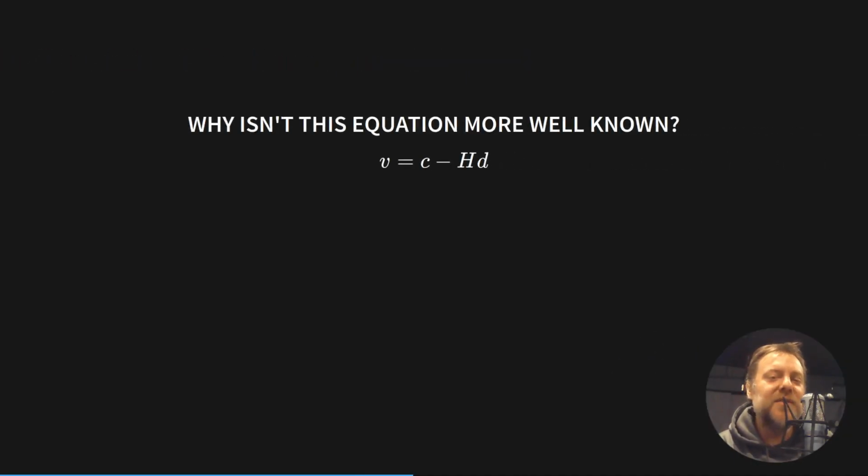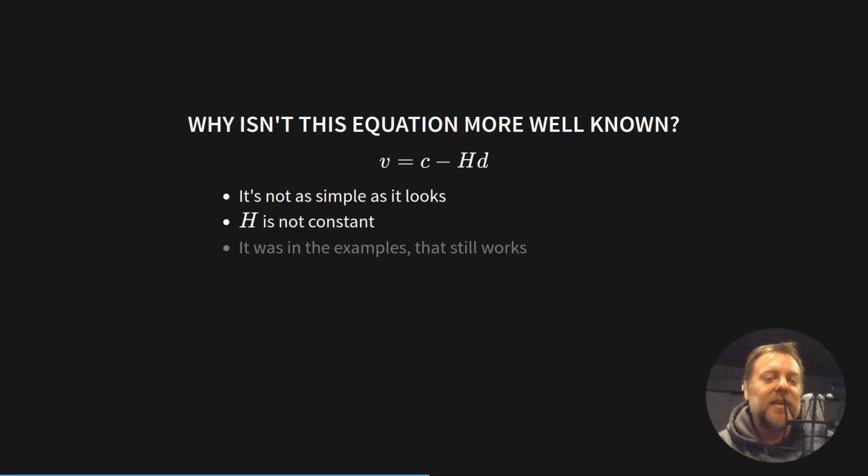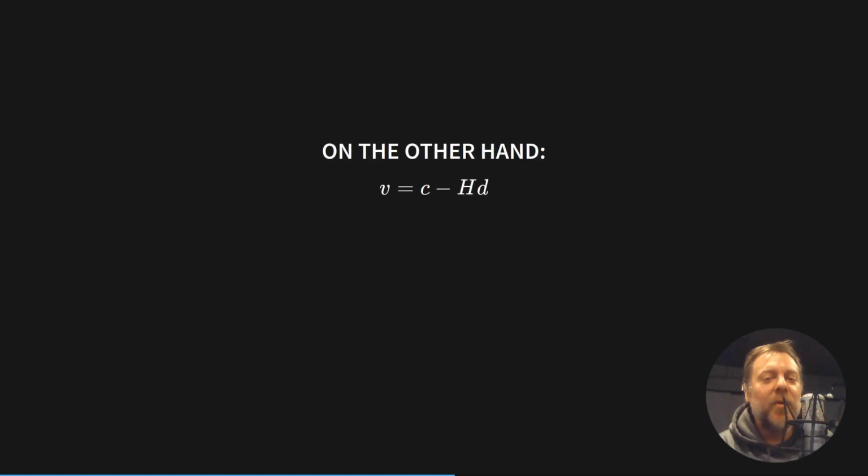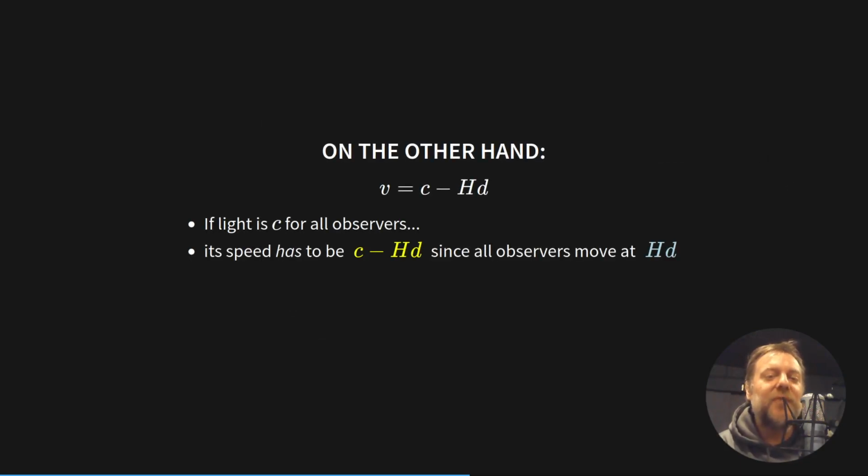So why isn't this equation more well known? Well, it's not as simple as it looks. H is not constant. It was in the previous examples, and that still works, but our universe is more complex. This is the actual equation, and that's simplified too. But more importantly, c minus Hd makes it seem like light isn't moving at c. But we know that if light is moving at c for all observers, and observers are moving at Hd, then its speed has to be c minus Hd.